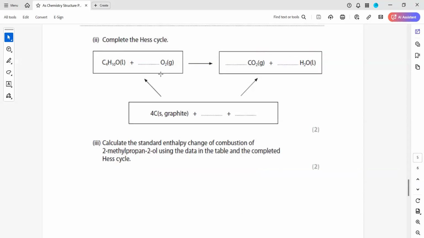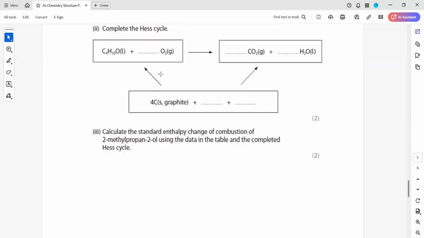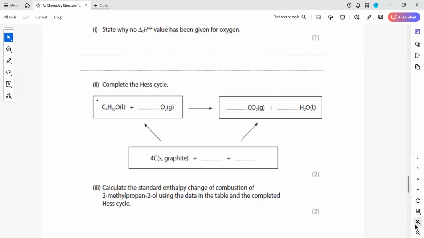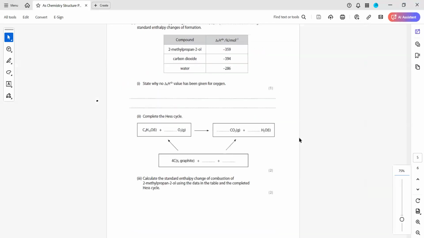Now, complete the Hess cycle. Here we have elements, and we calculate the standard enthalpy change of combustion from the data in the table in the Hess cycle. So how can we use this? What are the elements? We have 4 carbon. How many hydrogen? You can just balance this equation first. C4H10O plus O2 gives CO2 plus H2O.